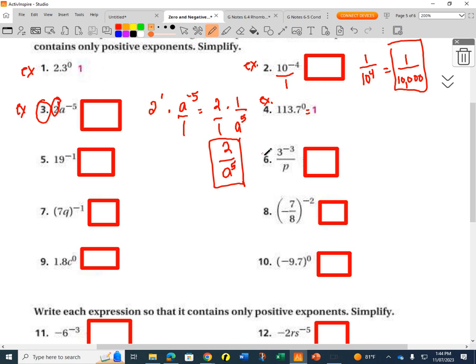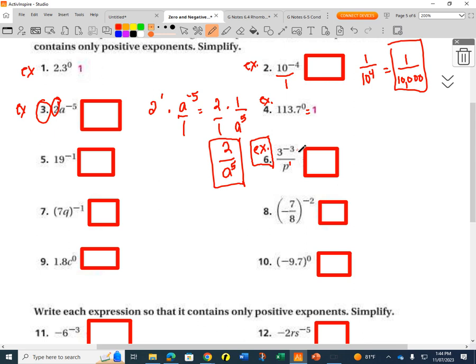Let's skip on and do example 6 here. Go ahead and write this problem. What is the exponent on this p if I don't see it? 1. So everything has an exponent. If you don't see it, it's 1, right? So p is a positive exponent. 3 is a negative 3 exponent.